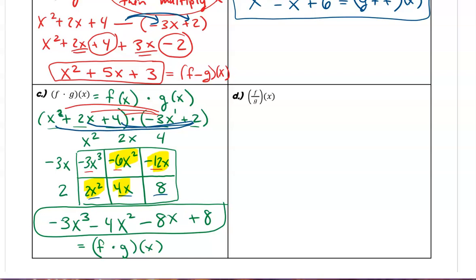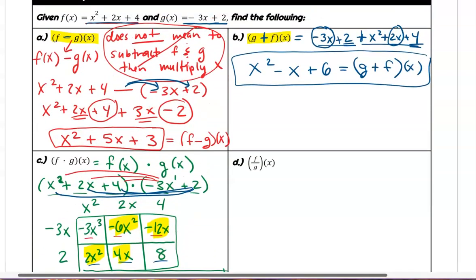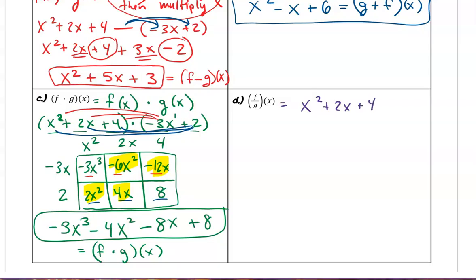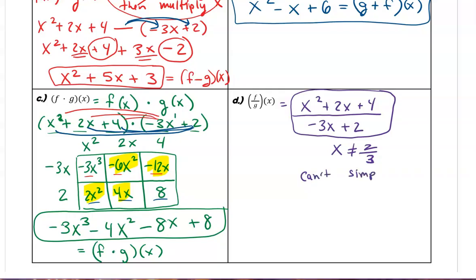Okay, and then in the very last one, it just wants us to take these f and g equations and put f in the numerator and g in the denominator. So my f of x function, that's my x squared plus 2x plus 4. My g of x function, that's my negative 3x plus 2. And I can't cancel anything because there's no common factors. So these are both already in their simplest form, so I'm just done. I would want to make sure, though, that I recognize that x can't be 2/3. That would make my denominator 0, but other than that, I can't simplify further, so I just leave it.